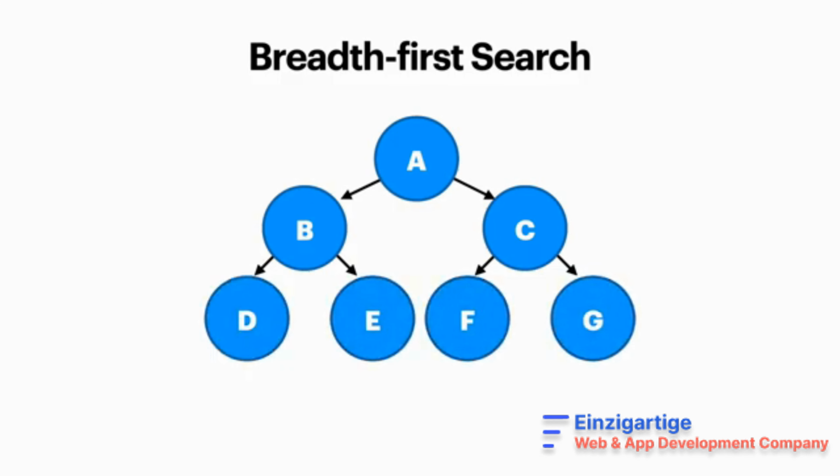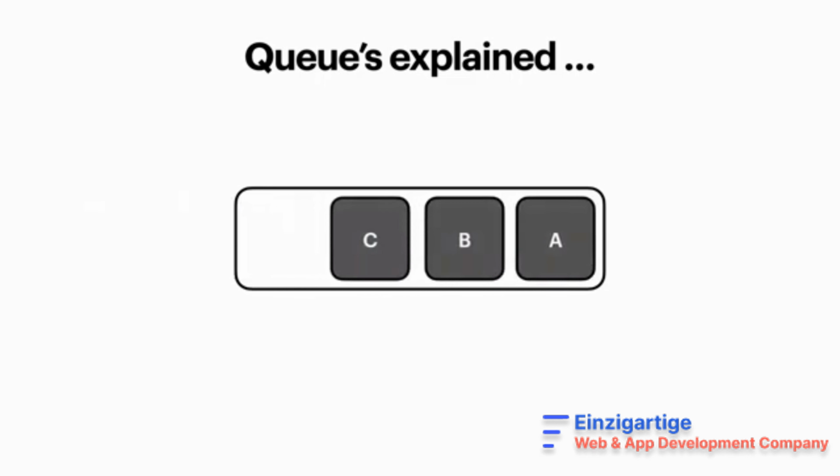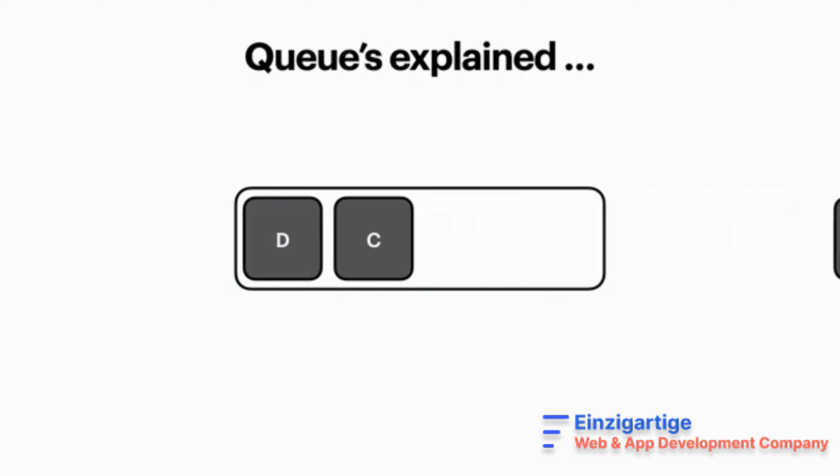So how do we implement a breadth first search? It's really similar to how we implement a depth first search. The only difference is the underlying data structure is called a queue as opposed to a stack. So what is a queue? A queue is a first in, first out data structure. Everything that is added to the queue will be popped from the queue in the order that it arrived.